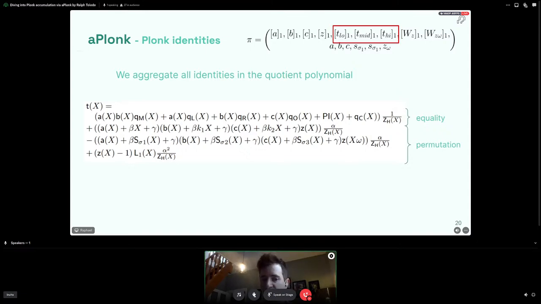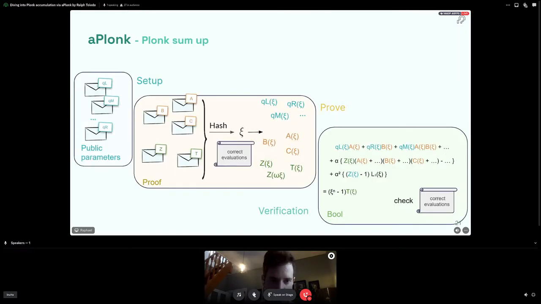This polynomial is quite big. It's of degree 3n. So this is why we actually split it into three polynomials, t low, t mid, t high, and we're going to commit to these in the proof. If the polynomial was of higher degree, we would split it into more than three terms, but this is the vanilla Plonk paper. So Plonk, in brief, is supposed to be quite simple.